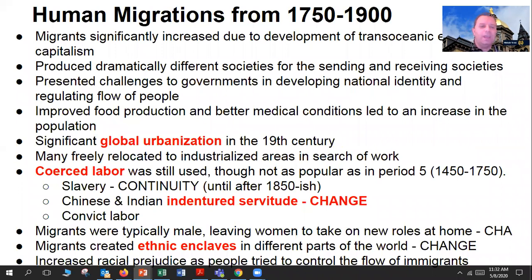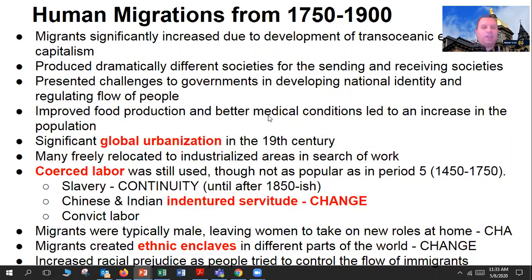If you look at this list, which I'm not going to go through every single one on here, we have some different examples of the different migrations that took place in this time period. We know, obviously, slavery is an example of a mass migration. That is a forced migration, and that would be a continuity. But if we're talking about changes, using indentured servants, that is a change. Using convict labor, that is also a change.